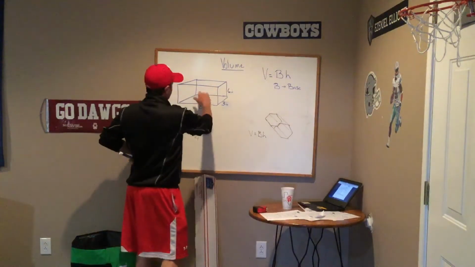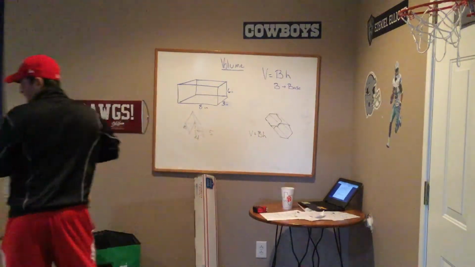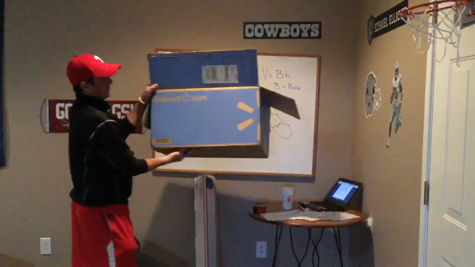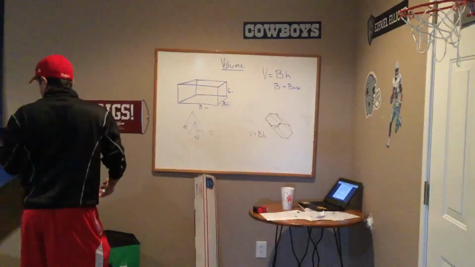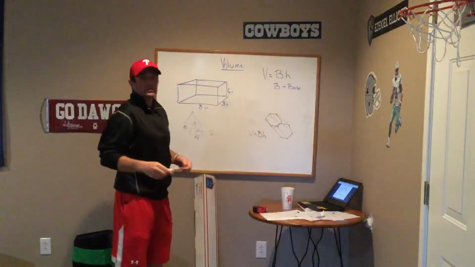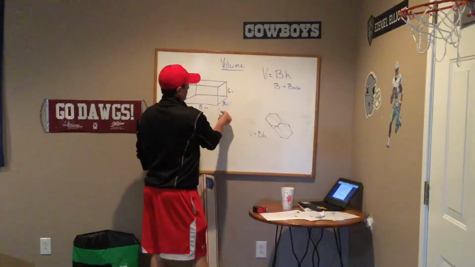Okay, so this is a rectangular prism. So maybe something like this. Or if we really want to look at it, more of a rectangular prism would be like this. Okay, rectangular prism, and it's got the size of 8, 3, and 6. So we want to find the volume. Well, we know volume is actually base times length times width.